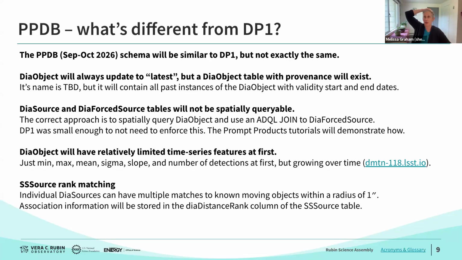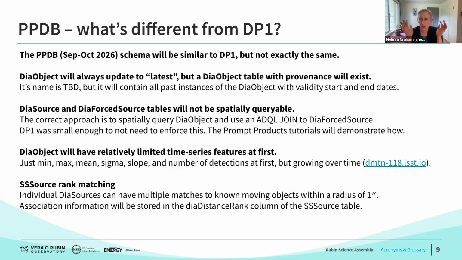One of the other differences between Data Preview 1 and the prompt products database is solar system source rank matching. Individual DIA sources can have multiple matches to known moving objects within a radius of 1 arcsecond. Remember, you have your difference image, you've detected a DIA source at that location, and there is no known static sky source at that location. You look at the known solar system objects, and then you look at which of those were expected to be at that location at that time within a radius of 1 arcsecond.